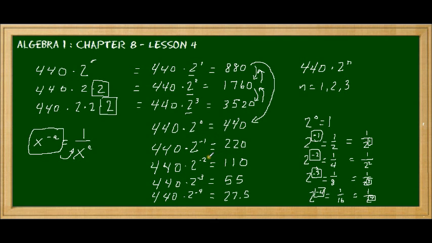Negative 1, negative 2, negative 3, negative 4. The effect would be like multiplying by 1/2, by 1/4, 1/8, and 1/16. So it becomes smaller and smaller and smaller. It doesn't become negative. That might be the initial thought. It's like, well, it's a negative exponent, this must be a negative number. That has nothing to do with the number itself. It's what we're doing. What's the action that we're performing on that base?